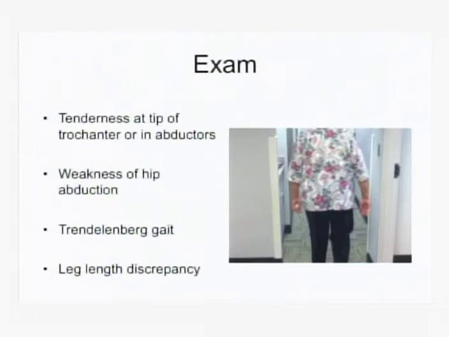The exam specific for abductor tears looks for tenderness at the tip of the trochanter instead of directly lateral, which you'll see with trochanteric pain syndrome. Other findings are weakness of hip abduction, Trendelenburg gait, and leg length discrepancy.